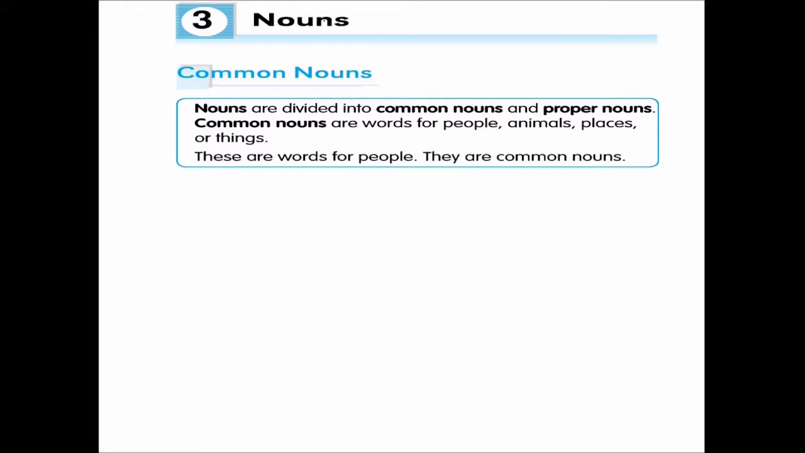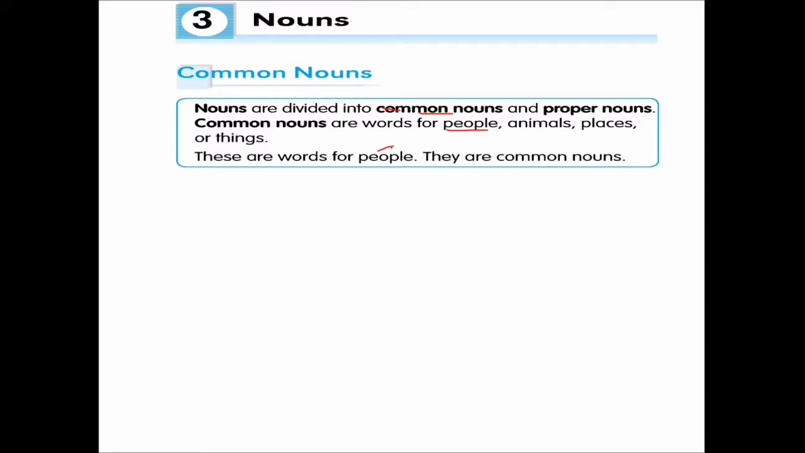So let us talk about nouns today. There are various types of nouns. First is common nouns. Nouns are divided into common nouns and proper nouns. What are common nouns? Common nouns are words for people, animals, places or things.